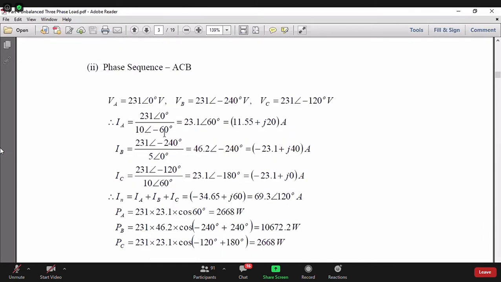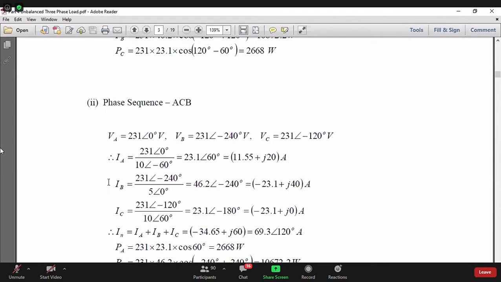So once again, you do V phase by Z phase to get the current. Then IB, again, phase voltage by phase impedance, IC, phase voltage by phase impedance. And then neutral current, you add these three, and you see the change. It's almost 70 ampere. What about the power?